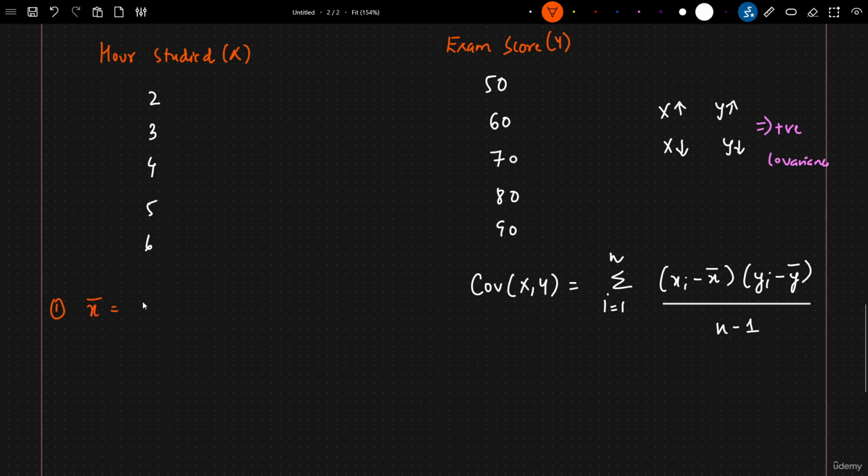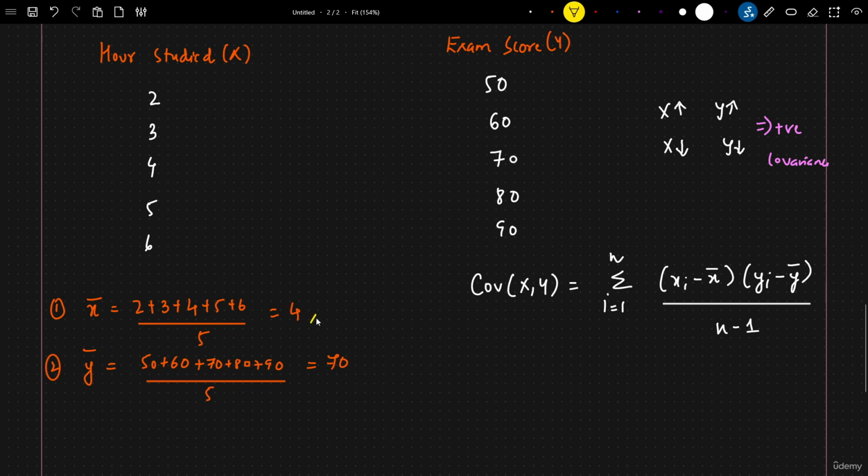What is x bar? x bar is nothing but 2 plus 3 plus 4 plus 5 plus 6 divided by 5. If you see this, it will be 4. Okay. Second thing that we need to calculate is y bar. In order to calculate y bar, I have to write 50 plus 60 plus 70 plus 80 plus 90 divided by 5. This will be equal to 70. I've done the calculation. You can just check it out.